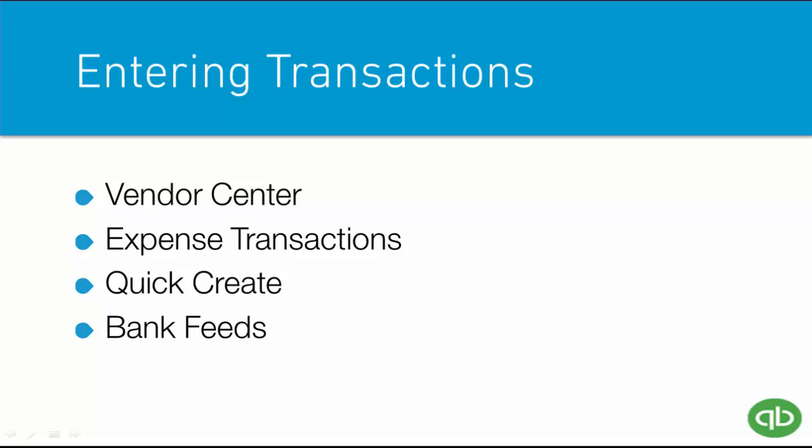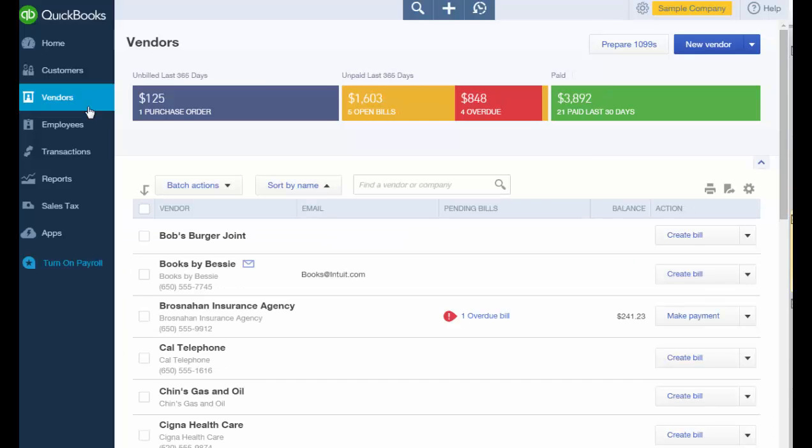Let's now talk about entering purchase types of transactions. We'll use the Vendor Center, the Expenses tab, and Quick Create. It's also important to know how to utilize the Banking Center because that is another way to enter transactions in QuickBooks. Let's get started in the Vendor Center. We reviewed the setup of the Vendor Center in an earlier topic, but we didn't enter any transactions.